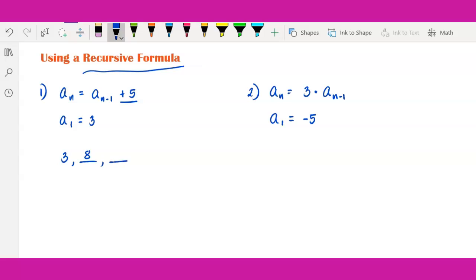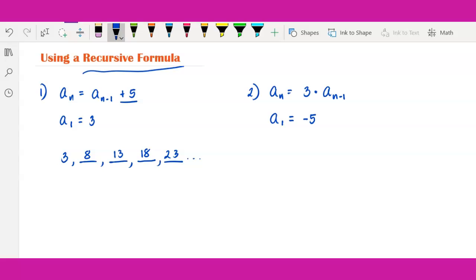And then plus 5 is equal to 13. And then plus 5 is equal to 18. And then plus 5 is equal to 23, and so on, following the recursive formula.